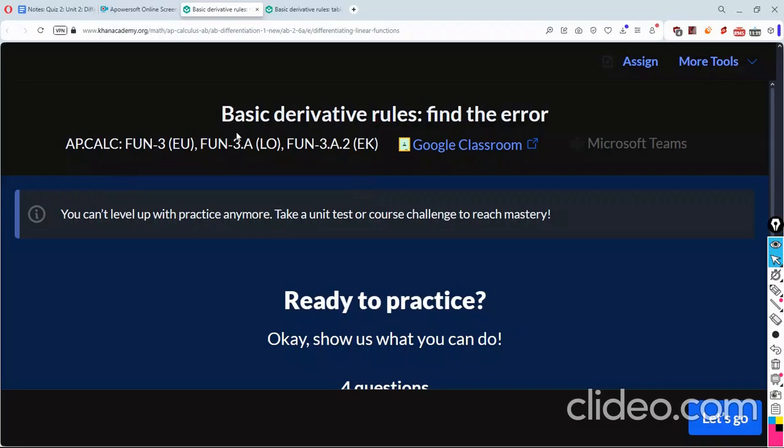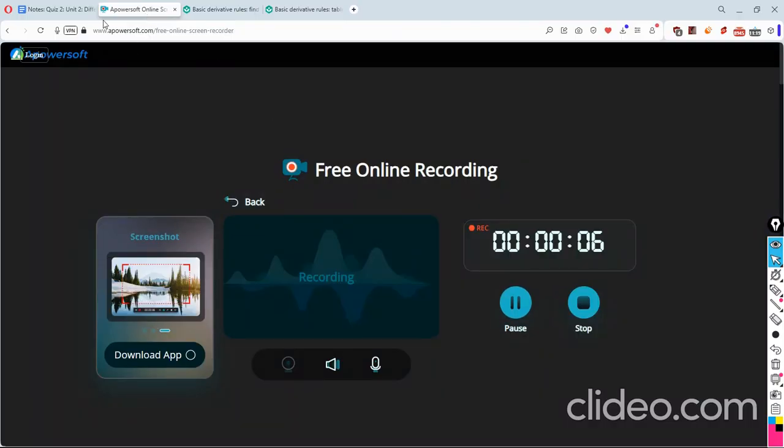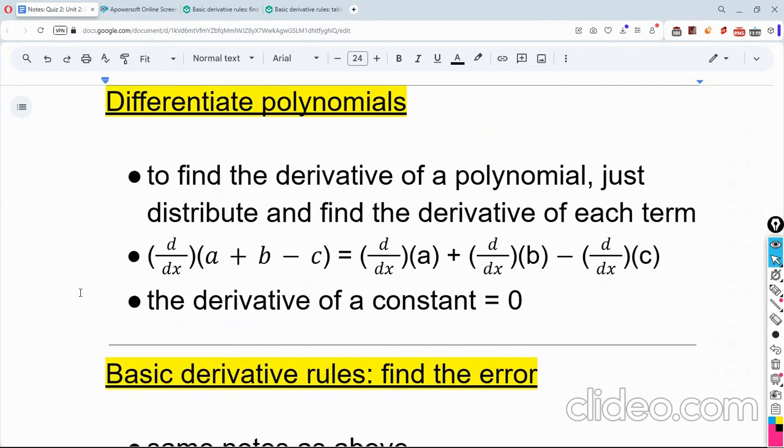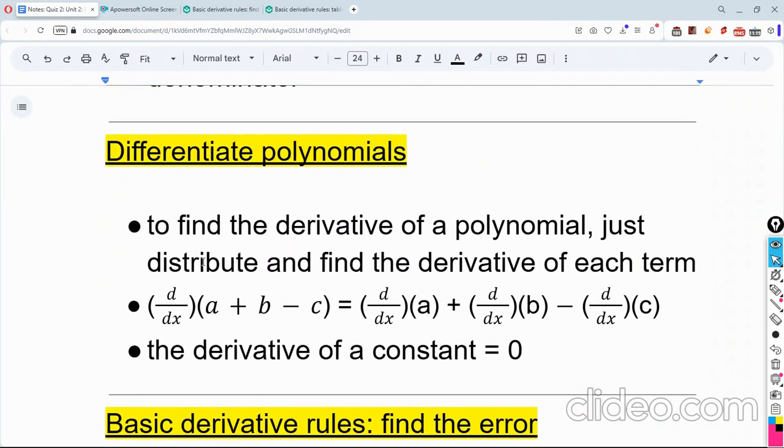For the Khan Academy exercise, basic derivative rules, find the error. So the notes here are the same as a previous exercise. You want to remember to find the derivative of a polynomial: just distribute and find the derivative of each term.